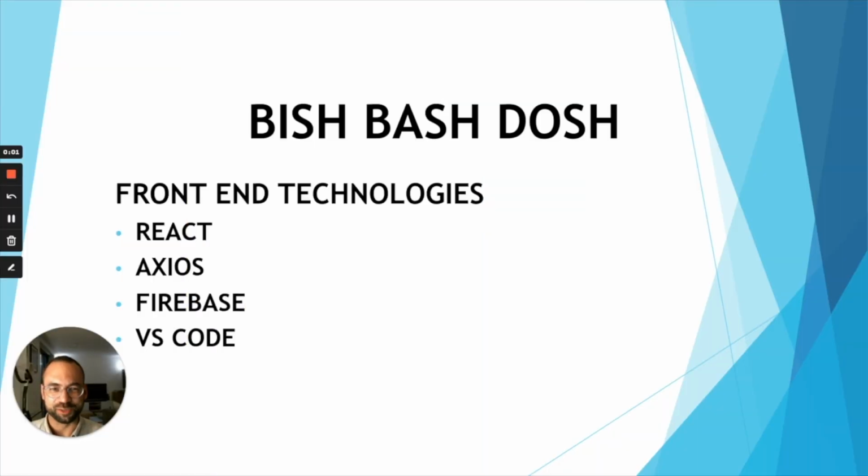Hi there, I'm Isaac Maltby, and I'd like to talk to you about the front-end technologies used within our app, Bish Bash Dosh. The technologies that we used to develop the app included React in order to create a single-page application. We also used many of the libraries contained within that, including useState, useContext, and various other things. Additionally, we used Axios in order to access our database and backend functionality.